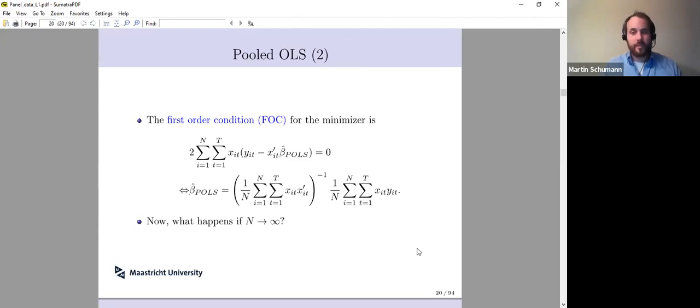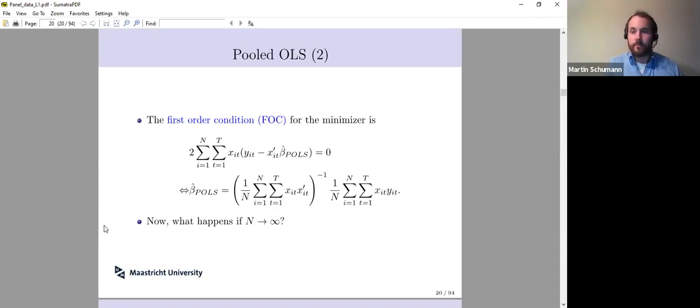So this is pretty much the same thing as you have seen in any other course before, most likely. Just that we have a double sum here, and maybe in time series you miss this sum, and maybe in a previous econometrics course you miss this sum when you look at the single cross section.